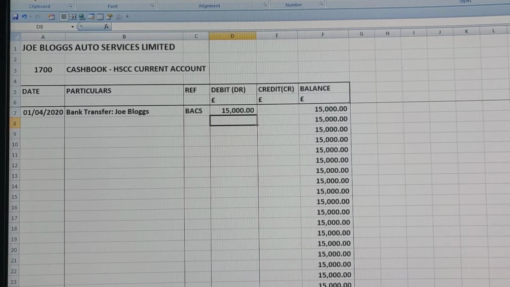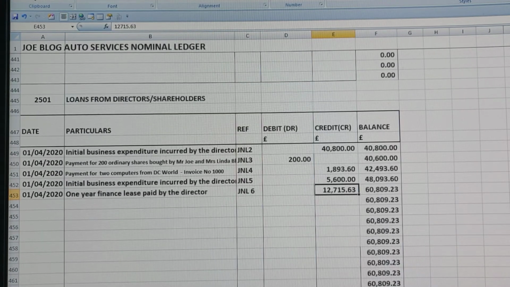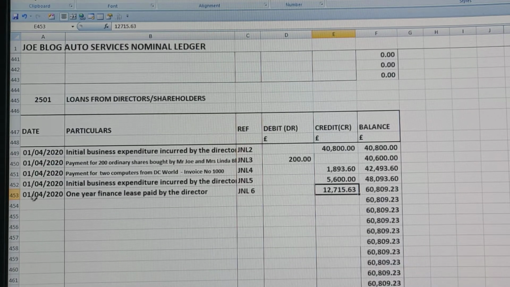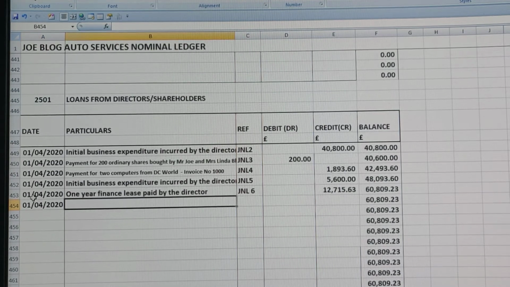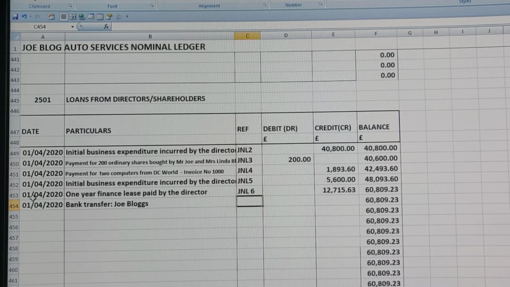Now go and look at our trial balance. We are now out of balance by £15,000, because we haven't credited that amount to the director's loan account. It was an additional loan from the director. So loan from the director's account, £15,000, 01/04. Right, bank transfer. Joe Blocks. So it's £15,000.